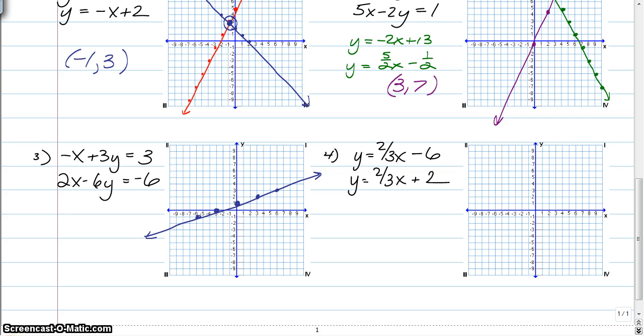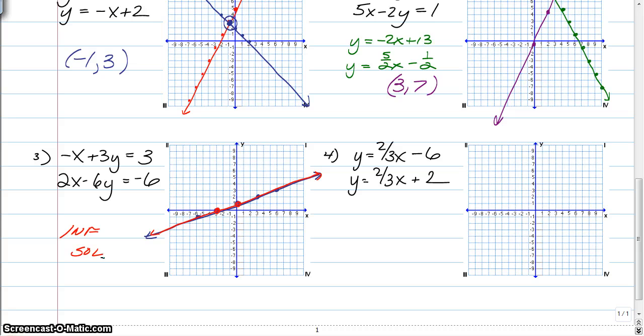And now let's see what happens with the next one. We've got 2x equals negative 6, so x equals negative 3 again. And then we have negative 6y equals negative 6, so y equals 1 again. Hey, check it out. You just graphed the exact same line on top of the other line. And when you graph 2 lines like that, it means it has infinite solutions.